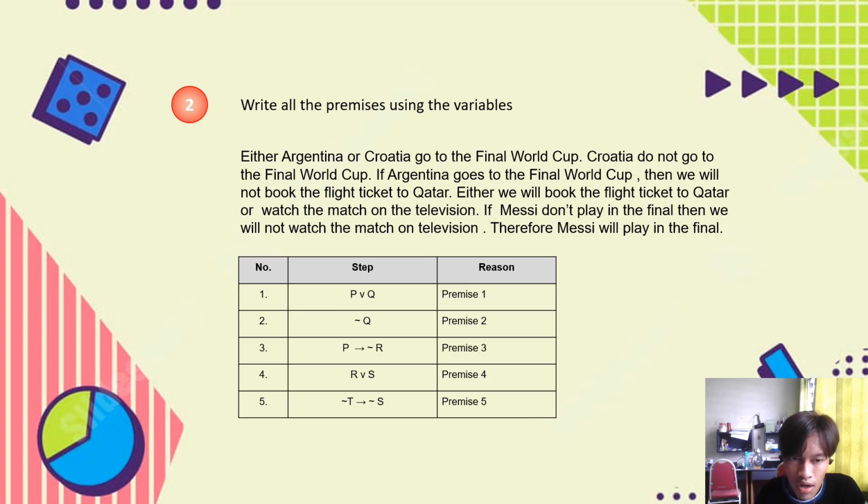Also, in the question it says that the final conclusion is Messi will play in the final. So in our final answer we must have T. We will get T in our answer.